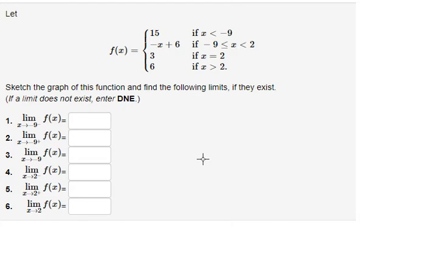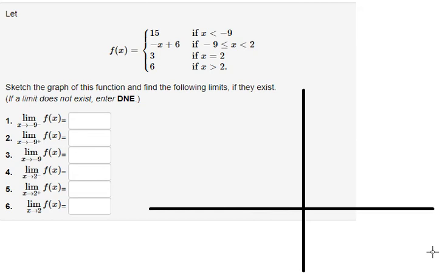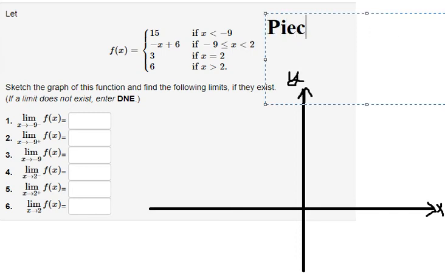The topic today is about limits. So now I want to show you how to answer. The first thing we need to do is sketch the graph. So now that should be like this. This one is about a piecewise function.